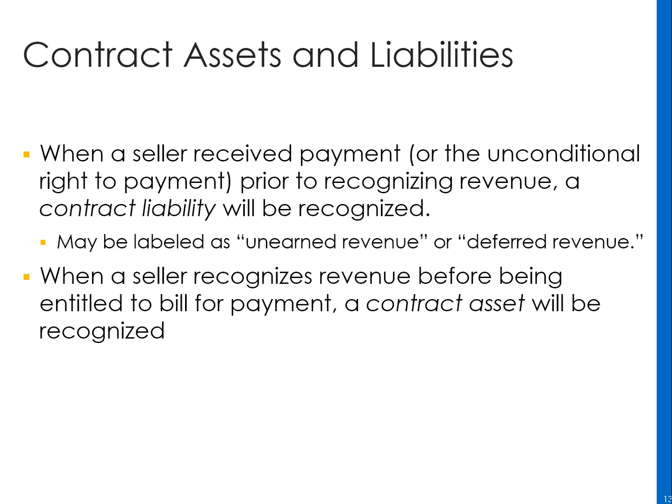Now let's introduce two important concepts: contract asset and contract liabilities. When a seller receives payment prior to recognizing revenues, a contract liability will be recognized, and this liability will be called unearned revenue or deferred revenues. For example, a magazine subscription: we pay before we receive magazines from the publishers. So when the publisher receives our payment, that becomes a liability to the customers. It will be recorded as unearned revenue or deferred revenue.